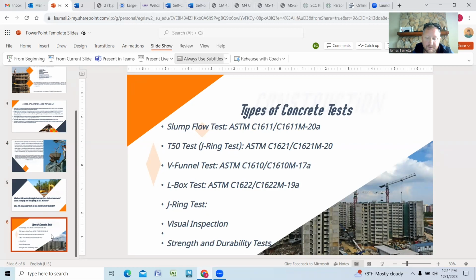The air content of SCC should be within the specified range, typically measured using ASTM C231. Rheological properties, including viscosity and yield stress, may be evaluated using various test methods, but there is no specific ASTM standard for this project.